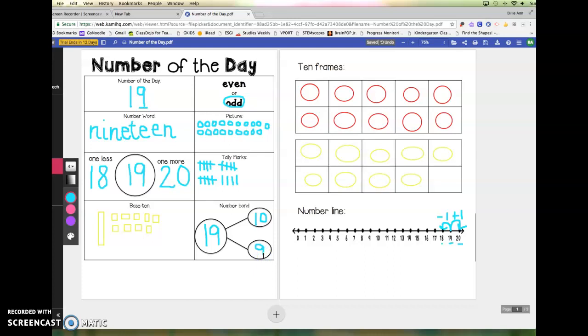All right, so now if we had a story problem, I want you to think of our story problem. If I had 10 fireflies, and I caught 10 fireflies in my jar. So I caught 10 of them.